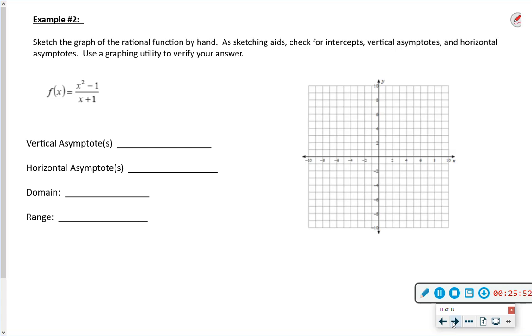Okay, let's draw it. Now, as always, we try to simplify first. Right away, it jumps out to me, x squared minus 1, I can factor. Difference of perfect squares. I'm all over it.